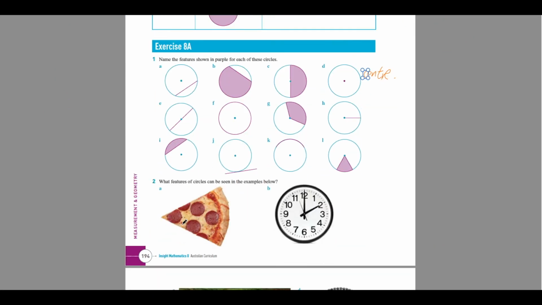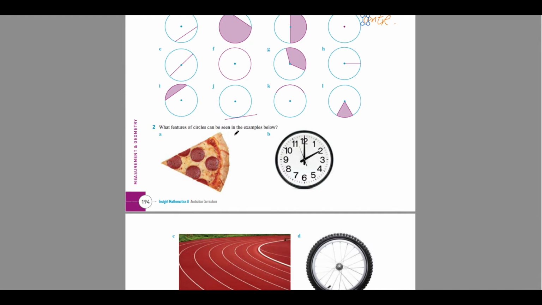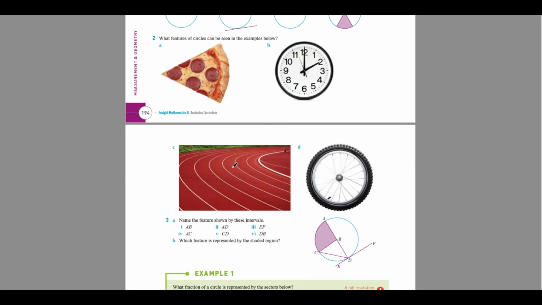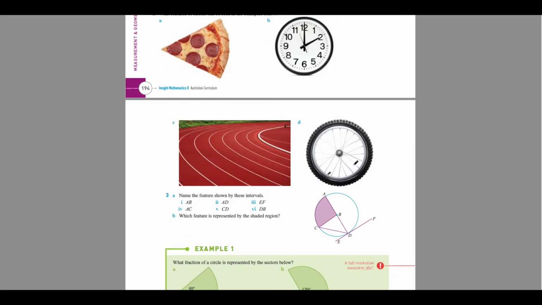Okay. Which features of the circle can be seen in the examples below? Oh, look, piece of slice. So you already know what that is, right? I'll let you do the other ones, okay? Because I don't want to ruin the fun for you.